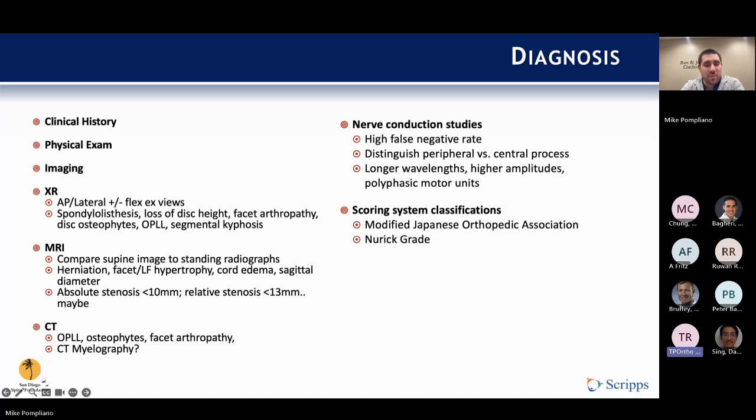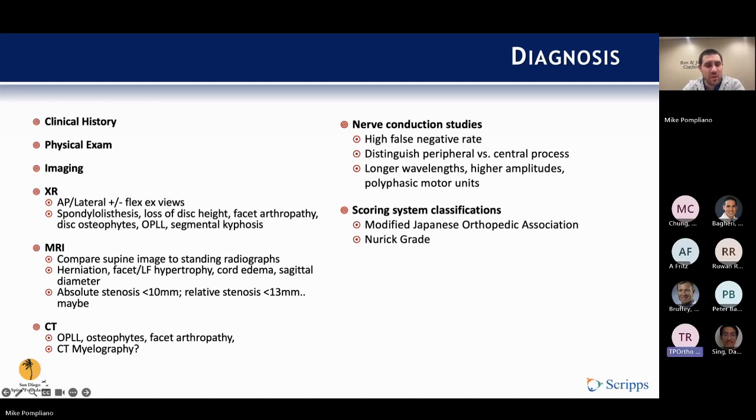It's thought that absolute stenosis was less than 10 millimeters and relative stenosis was less than 13 millimeters. And I added "maybe" because that may not necessarily be true. There's a lot of genetic predisposition to that, and it can vary patient to patient. So I'm not sure how good of an absolute rule that is, but it can give some good guidelines overall when looking at these radiographs.